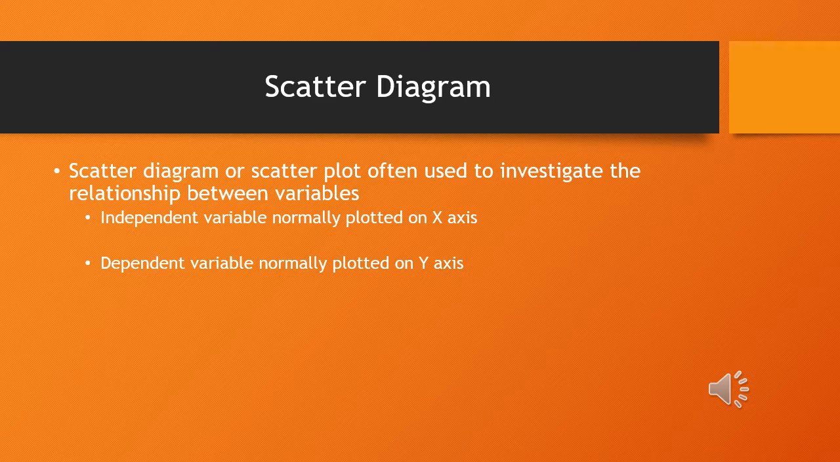In order to understand and investigate the relationship between variables, I found it very helpful to look at a graph of the data. The graph is usually called a scatter diagram or scatter plot, where normally the independent variable is plotted on the horizontal axis and the dependent variable is plotted on the vertical axis. We're going to look at an example from the book on the following slides.